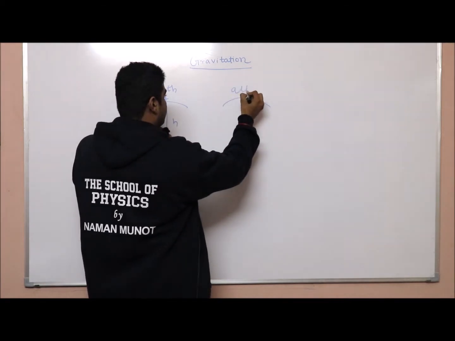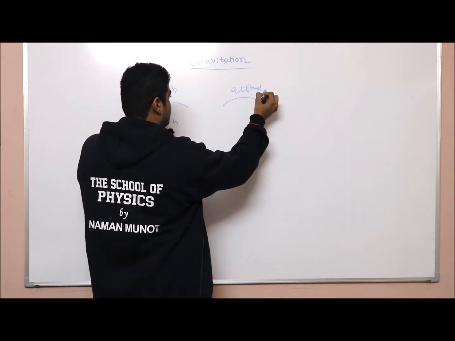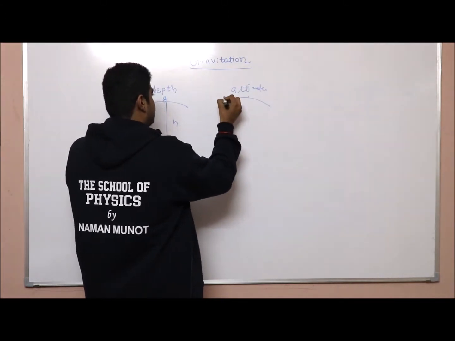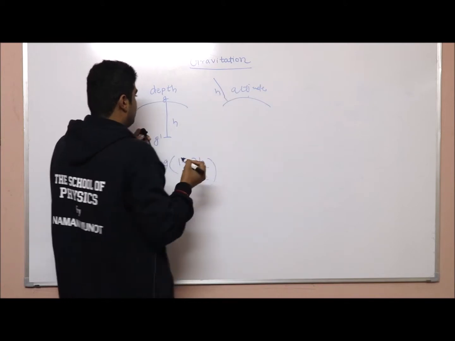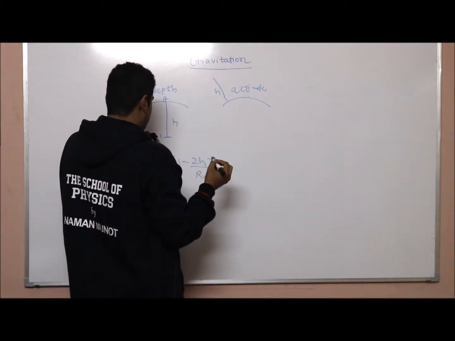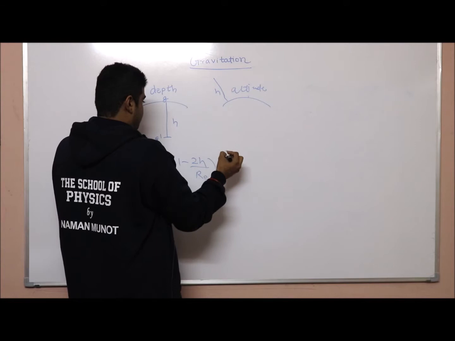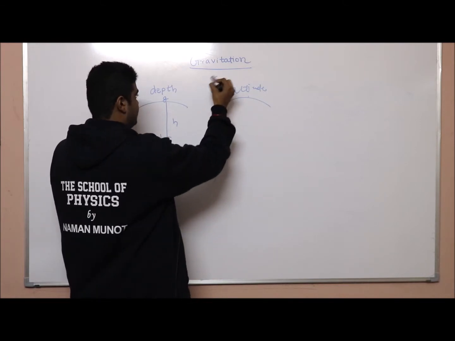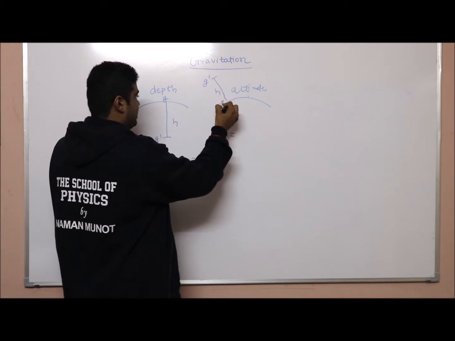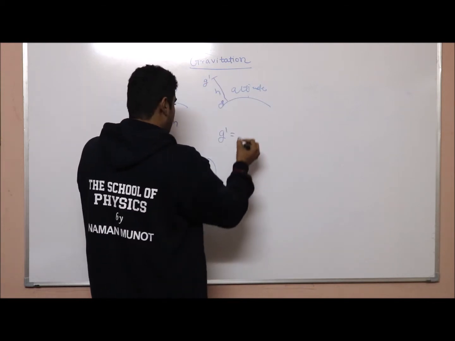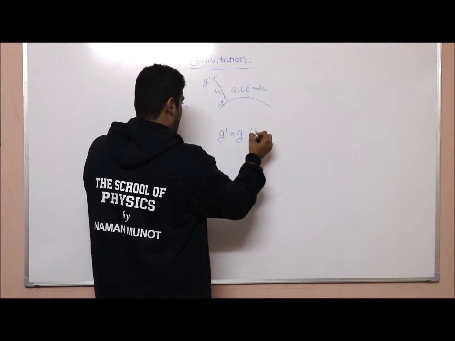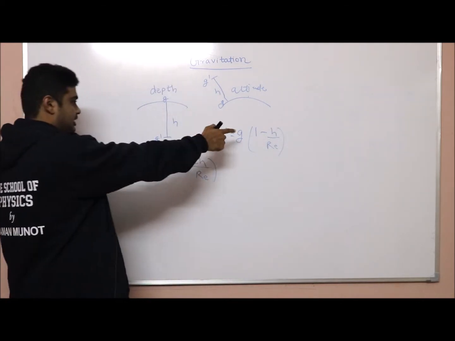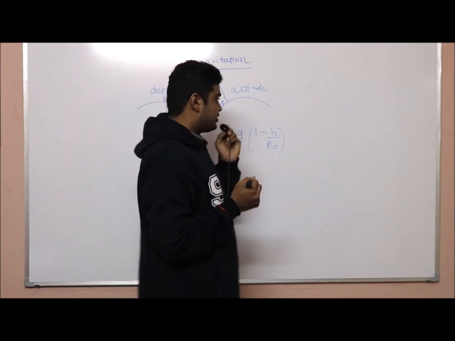it decreases with altitude. So suppose you go a distance h upwards from the earth. Now with altitude, the new acceleration due to gravity, here it is g, here it is g dash, will be equal to g dash is equal to g into 1 minus h upon Re. Very similar formulas. Here it is 2h, here it is h. Re is the radius of the earth.